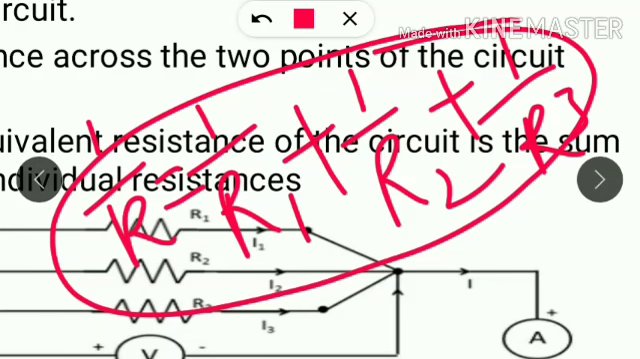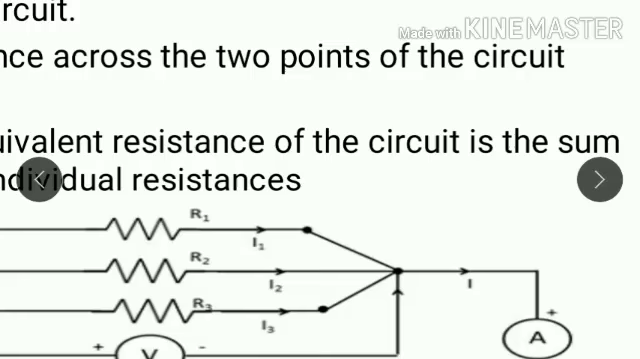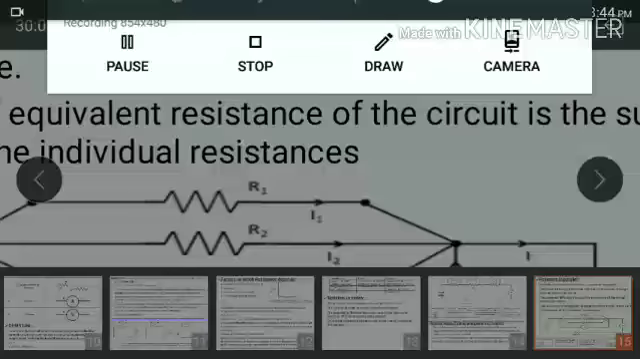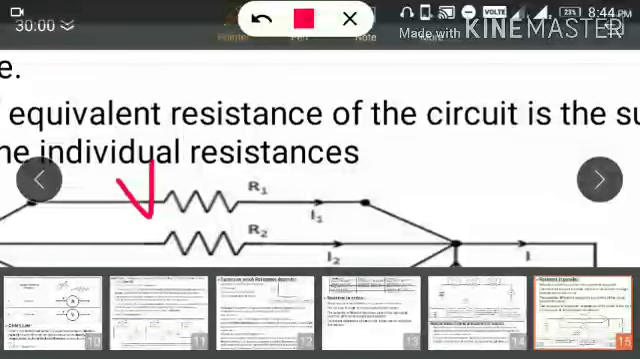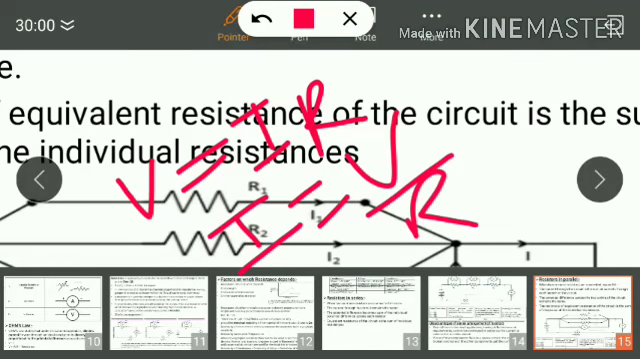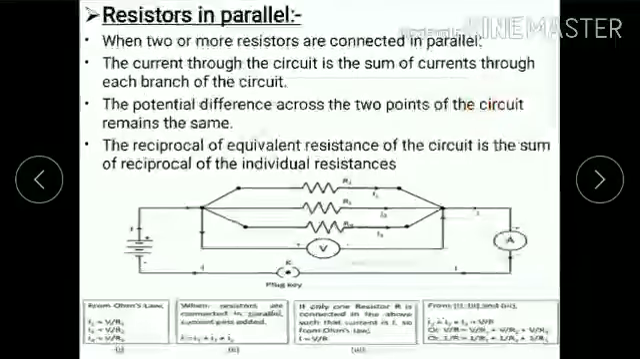Okay, if we talk about the potential, you can determine V. V is equal to IR, means I is equal to V upon R, I2 for this, that is the I2 and this is the R2. This is the formula of the current. Okay, now shift to the next slide.